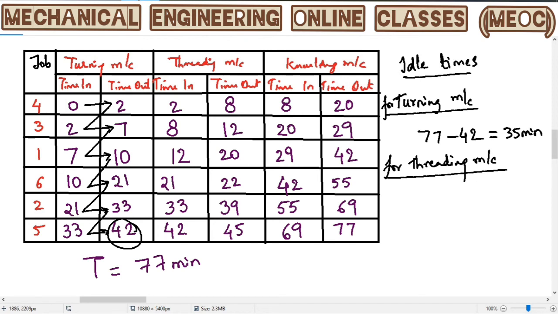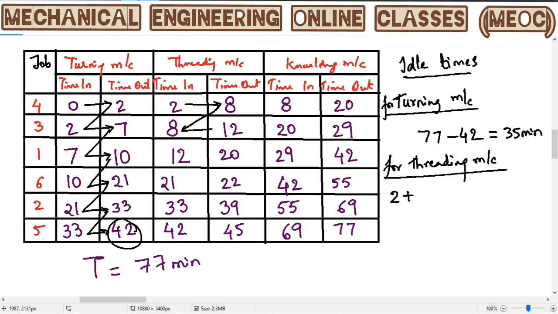Now let us check for threading machine. For it to start working, it waited for up to 2 minutes because it has started its cycle from 2 minutes. So 0 to 2, 4th job was on turning machine. Only after this 2 minutes is lapsed did it come to the threading machine. So threading machine waited for this first 2 minutes. Then from 2 to 8 it was busy.